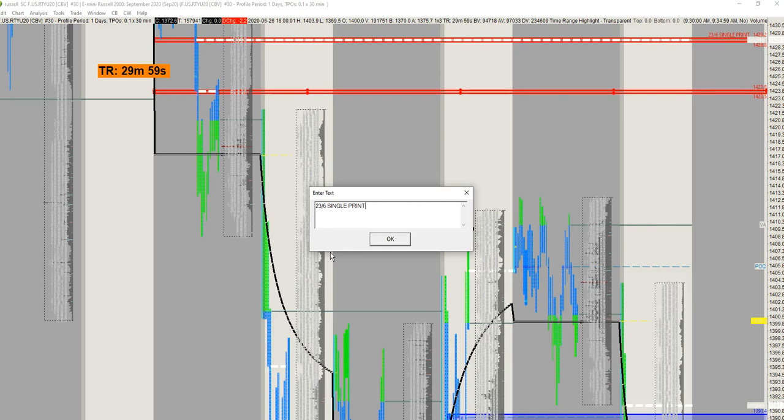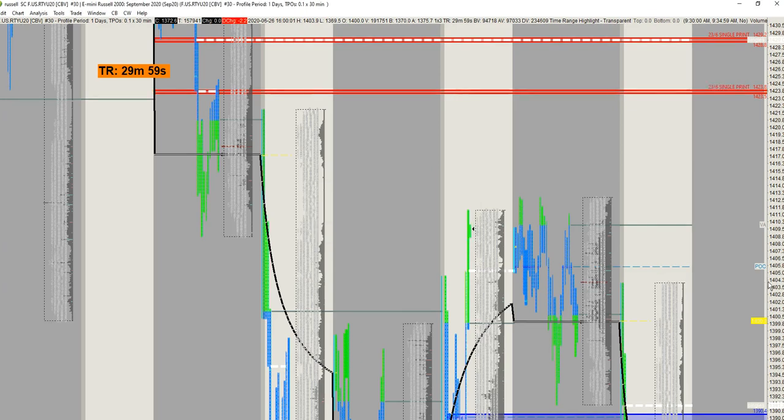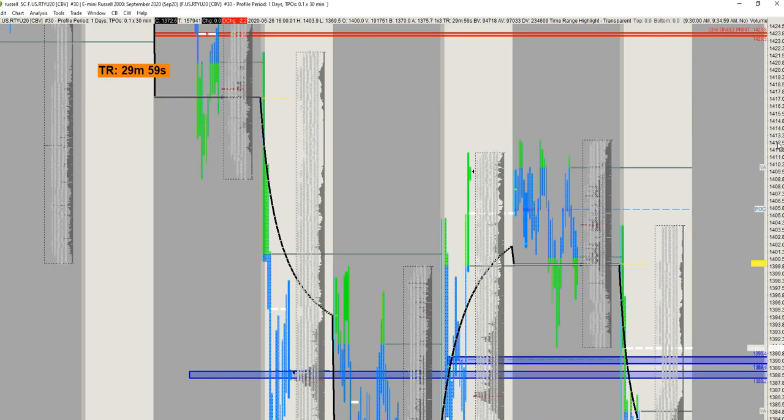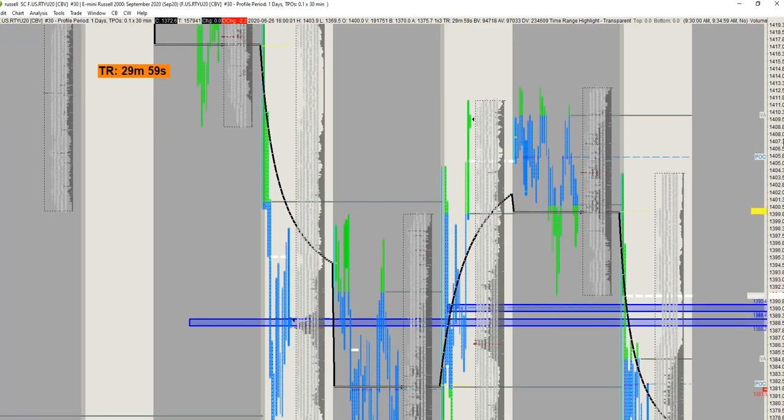So sometimes the Russell is a good indication of weakness in the overall market. Okay, always try to look at the Russell from time to time to give you a good clue of what the market's doing.